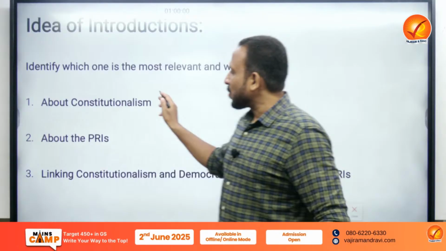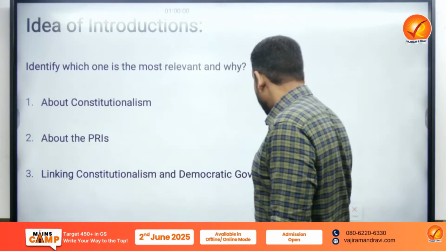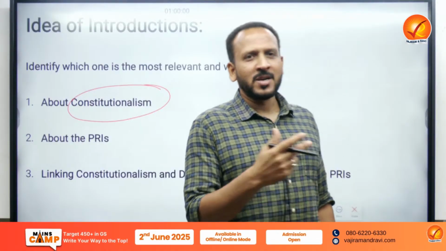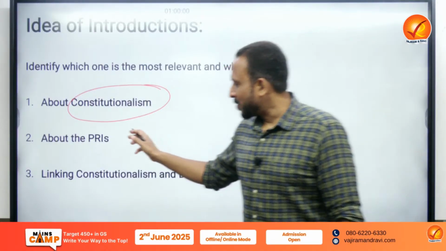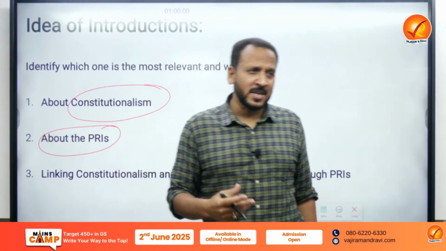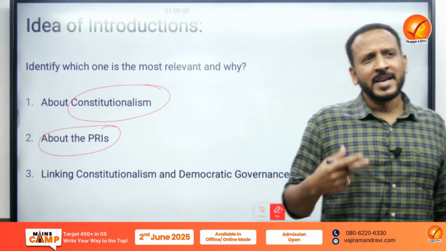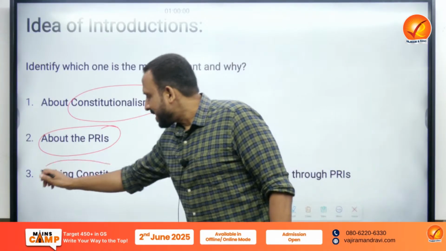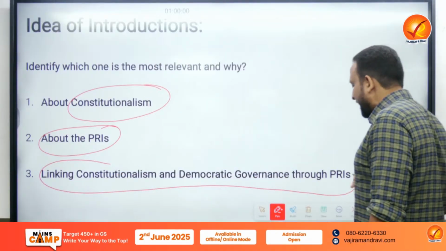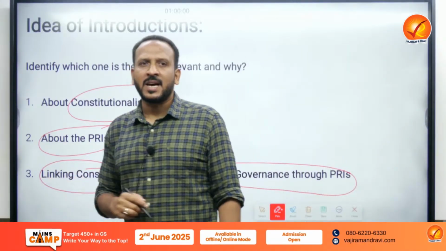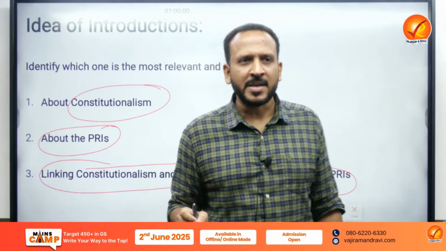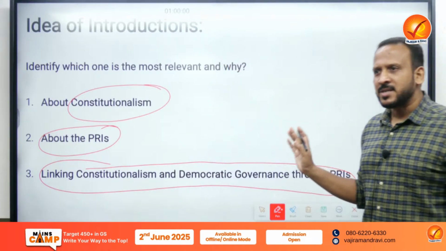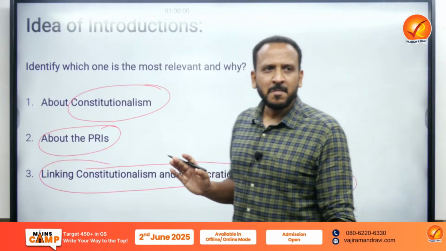So if you talk only about constitutionalism, though it is correct, it is not complete. If you talk about Panchayati Raj institutions and the 73rd, 74th Constitutional Amendment Act, it is also correct, but not complete. Linking constitutionalism and democratic governance through the functioning of Panchayati Raj institutions is the best possible way. You got the idea of the introduction, everyone?